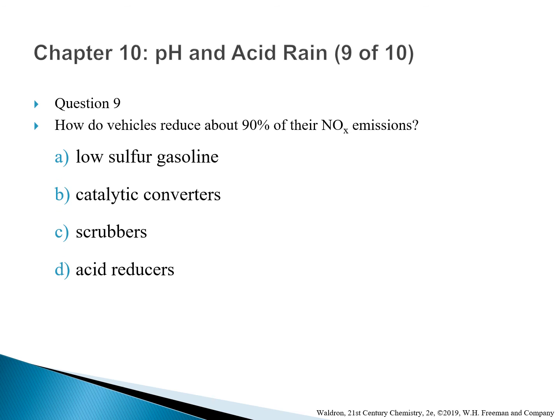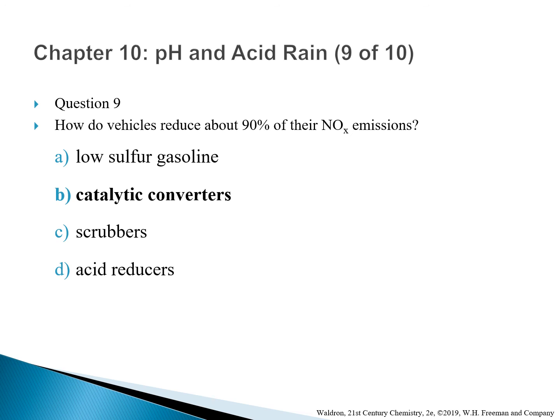Question 9. How do vehicles reduce about 90% of their nitrogen oxide emissions? A. Low sulfur gasoline. B. Catalytic converters. C. Scrubbers. D. Acid reducers. Please pause your video here. The correct answer is B.